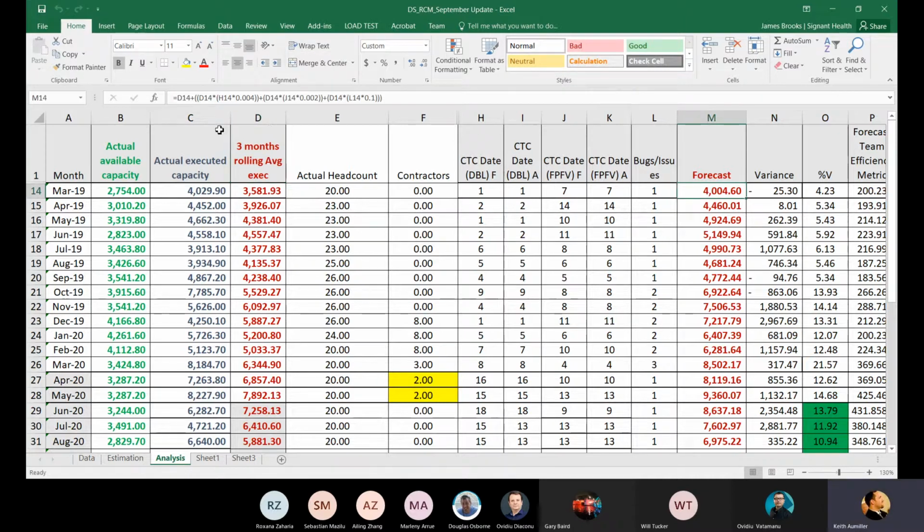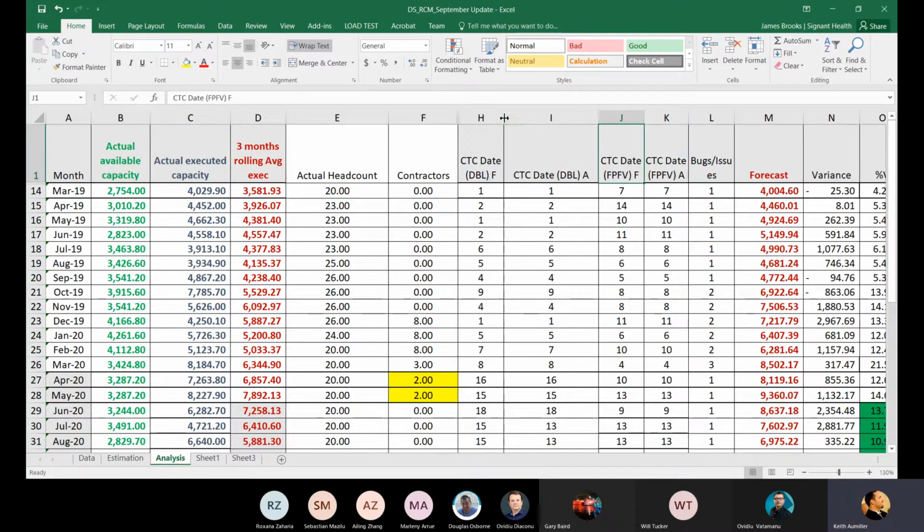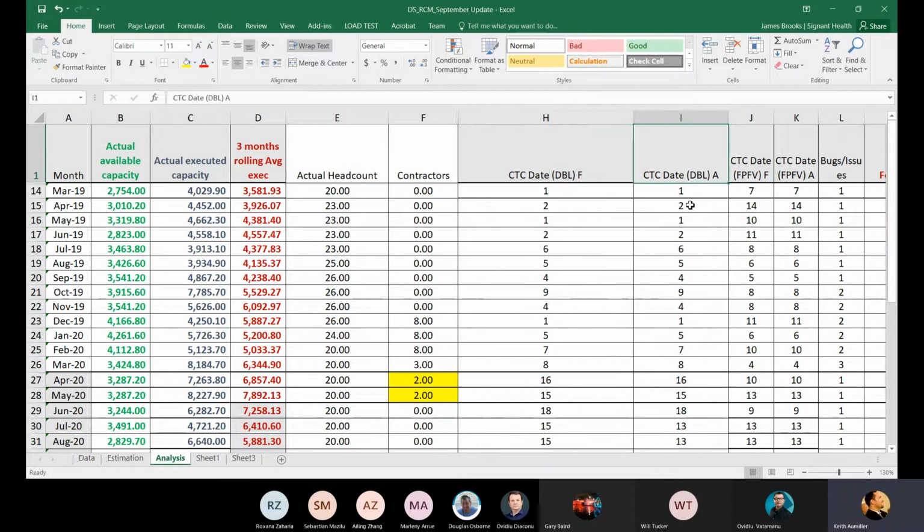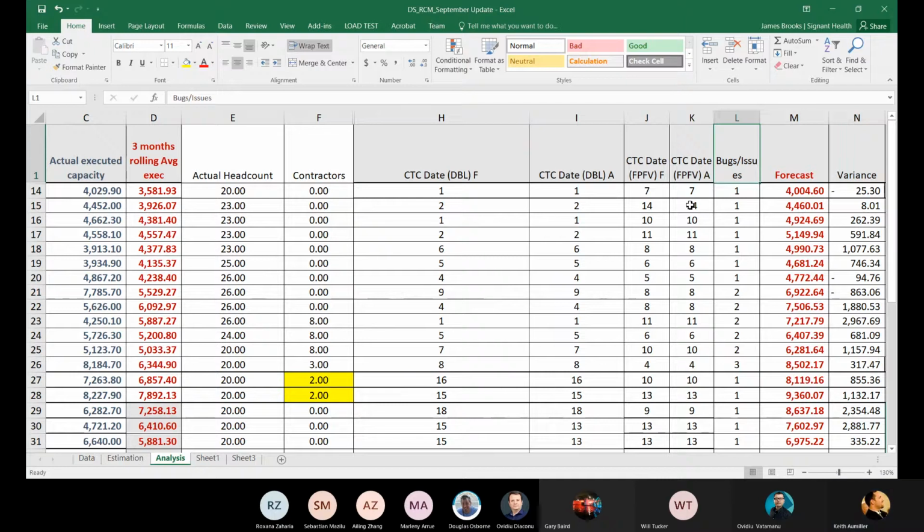So you can see the variables that are going into this are the previous months. Actually, here's what goes into the forecast: D14 times H14. So we're using these variables over here: critical to customer dates, the database lock. Let's spread this out. So number of database locks, critical customer dates, database lock A. I'm not sure what the difference is between those. F. And then the number of bugs and issues identified. So these are all feeding into this formula.